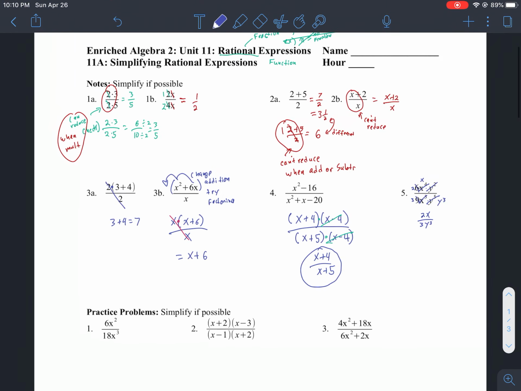Okay, that's a brief introduction to simplifying rational expressions. Easy peasy lemon squeezy. This unit looks like it's going to be no problem.